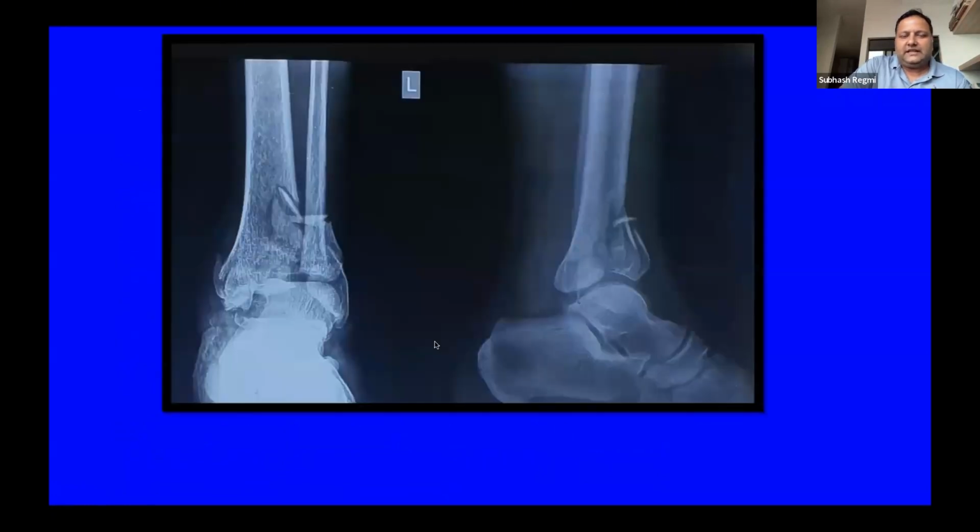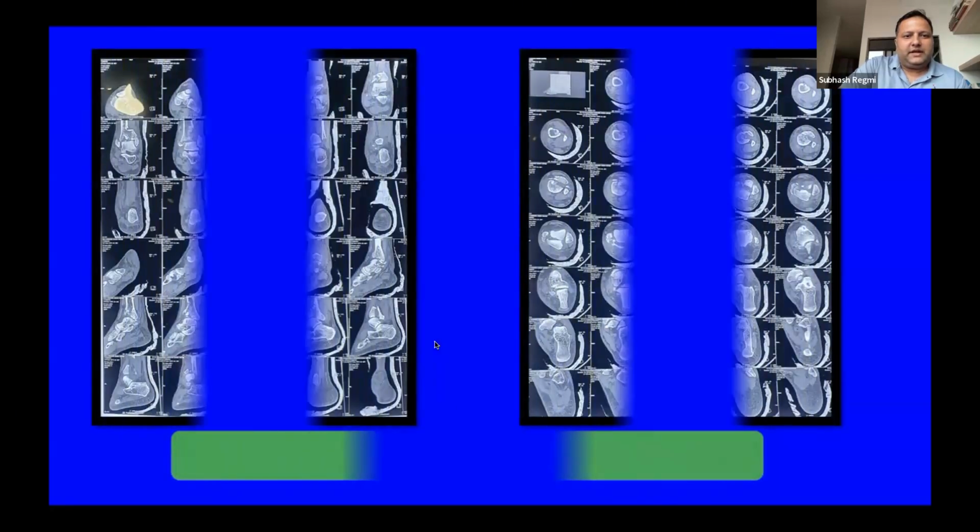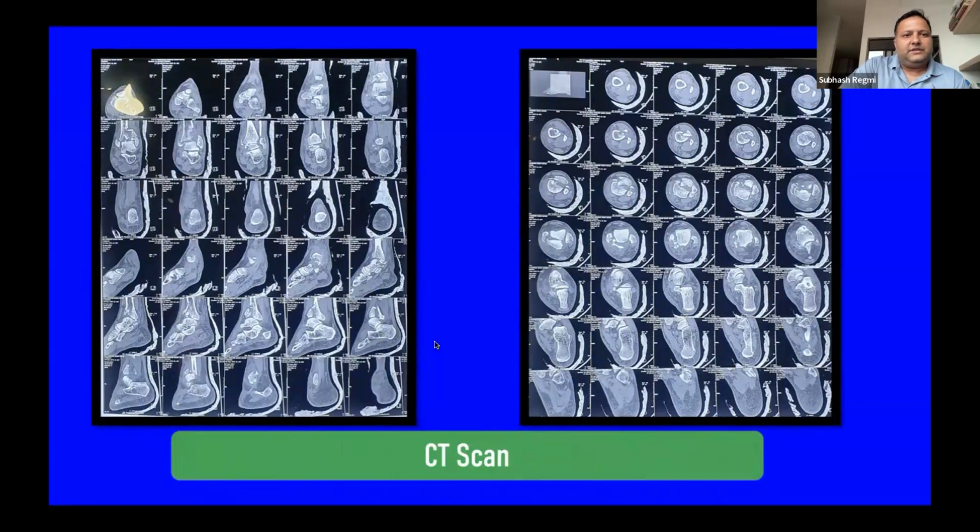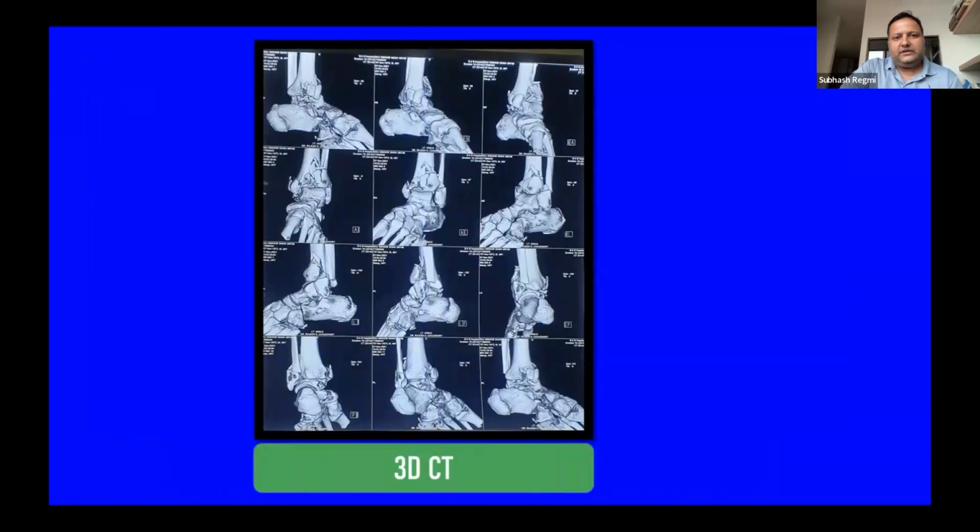The plain radiograph is like this, which suggested the involvement of the medial column, anterior intermediate column, and lateral column of the ankle. We also obtained a CT scan, which suggested the same. There was no involvement of the intermediate posterior column or posterior malleolus. So this was a 3D reconstruction image. Maybe it is not so clearly visible, but it suggests that there was no involvement of the posterior malleolus.